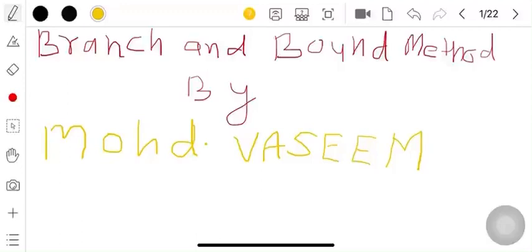Of integer programming problem. In the previous lecture, I have discussed integer programming and the methods of various cases of integer programming problem, and I have also discussed the applications of integer programming problem. So now in this lecture I am going to discuss the branch and bound method.